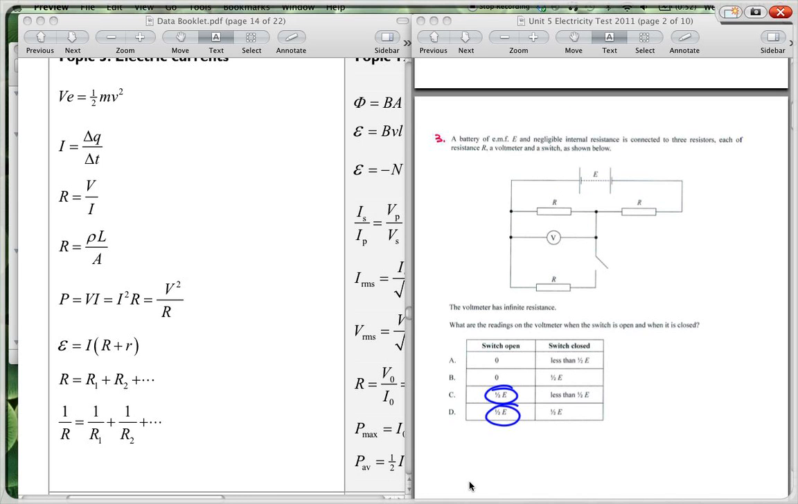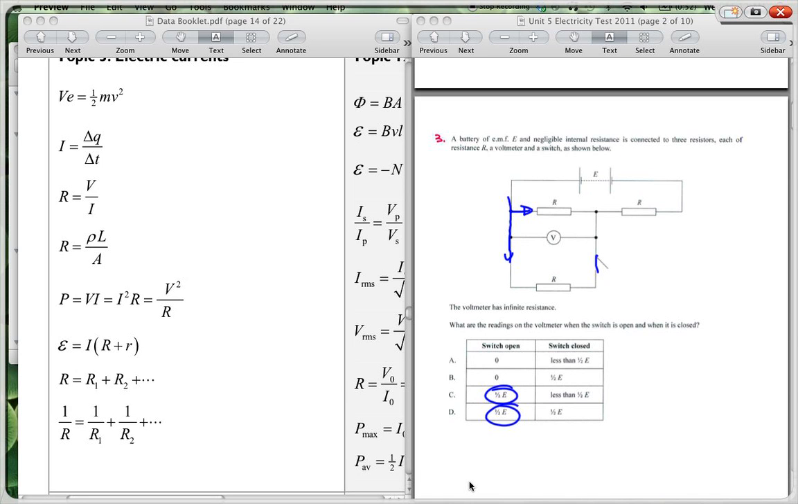All right, now let's close the switch. When we close the switch here, now the current is actually going to be able to go there and there in two different paths. So actually what's going to happen is that the resistance is going to be decreased. So let's just think about that. The resistance is going to be decreased.